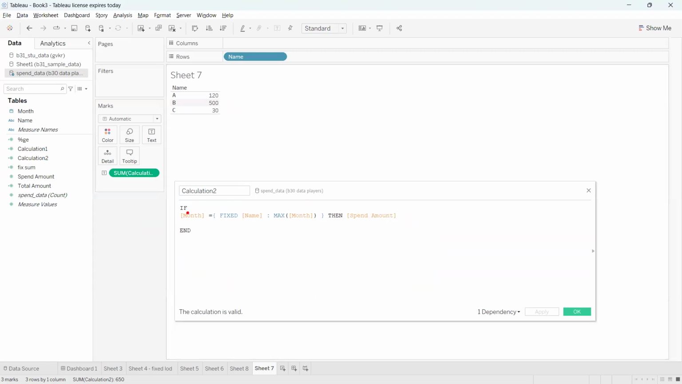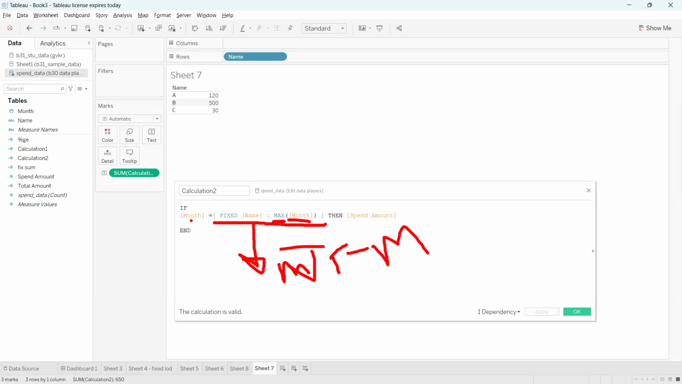Now let's see what it will do here. As I told you, this fixed LOD will take the latest month, that is maximum month, for each and every person. So here what we will get is January, February, March for each and every person. On the left side, the month will have all the months, January, February, March, like that. And on the right side, if I take person A, what is the maximum month? Assume that it is March.